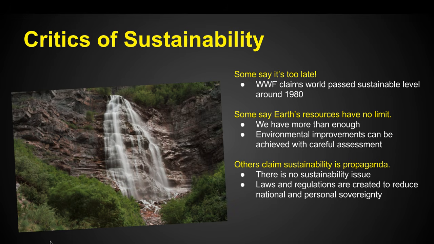But you've also got critics of sustainability, people who don't necessarily agree with the policies or the idea of sustainability. Some people say it's too late. The World Wildlife Fund claims that the world passed a sustainable level around 1980. They said, you know what, there's too many people on the planet. There's 7 to 9 billion already. There's only going to be more. We're using up resources more than resources are being created naturally.